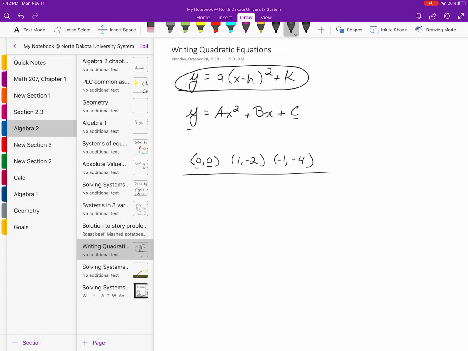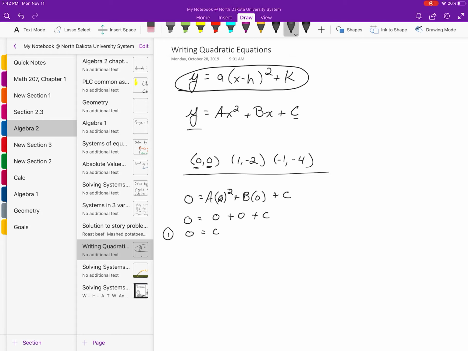So let's try that. My y value is 0 when x is 0. So I'm going to substitute 0 for y in the quadratic standard form. I'm going to substitute 0 for x. a times 0 squared plus b times 0, just 0, plus c. And that gives me 0 equals 0 plus 0 plus c, 0 equals c. And we're going to call that equation 1.